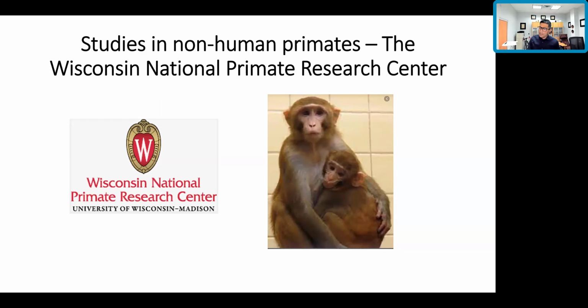So people will say mice are not human-like. The information in mice is not useful. So this is information from the Wisconsin Primate Research Center. They have rhesus macaque monkeys from India. And they did calorie restriction experiments in monkeys.